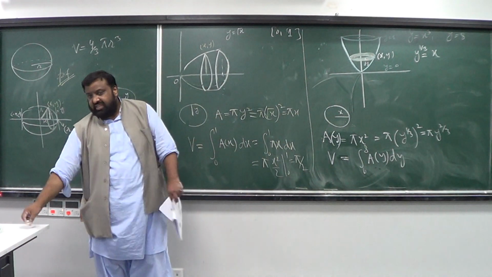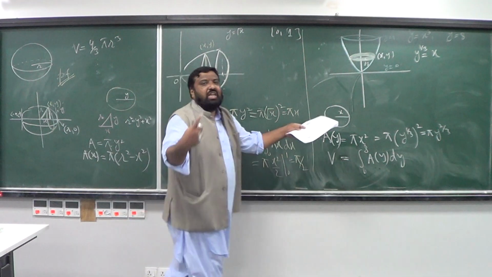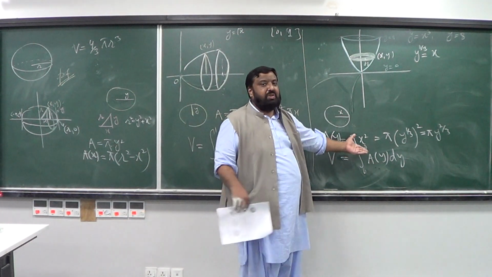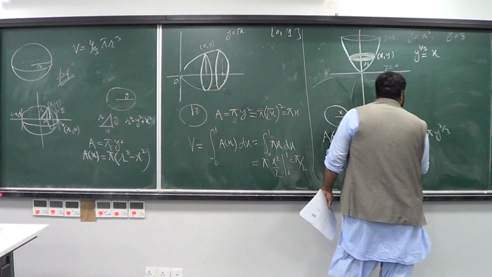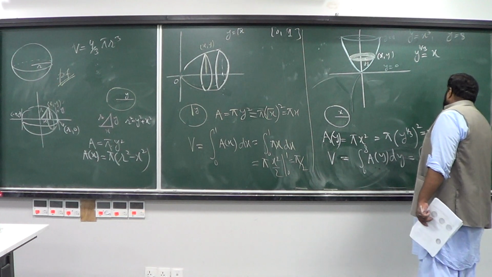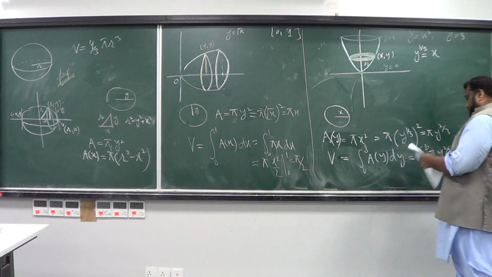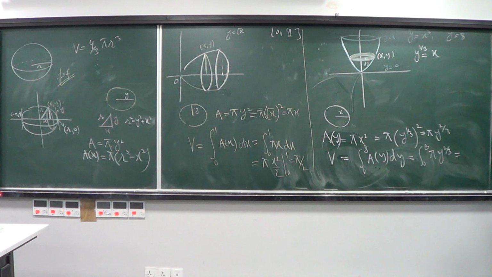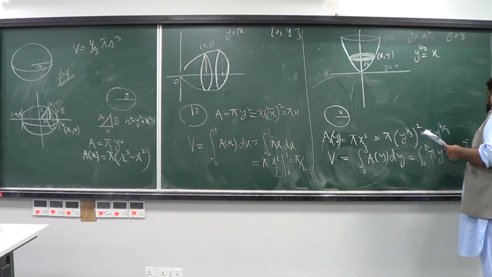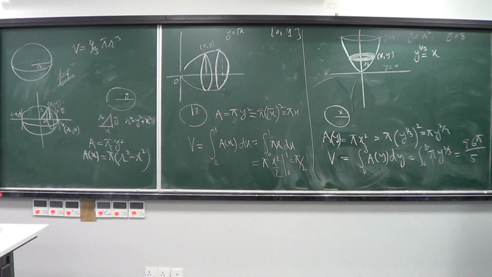Anyway, this description is unnecessary. You just need to compute A of y or A of x and then simply integrate. So when you integrate this from 0 to 8, pi y to the power 2 over 3, I'm directly writing it, you're going to get 96 pi divided by 5. And you get the volume of this solid of revolution.